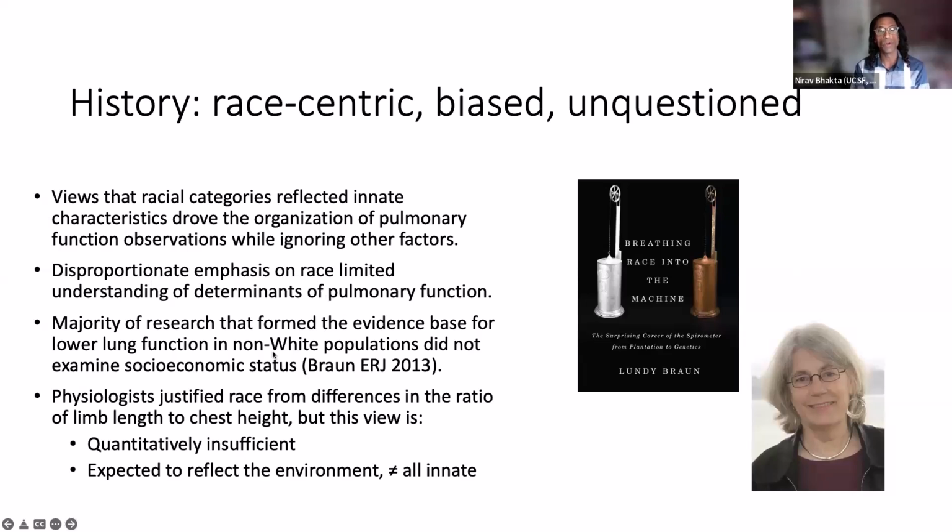We learned that the majority of research that formed the evidence base for lower lung function in non-white populations, like the GLI data that I showed you in an earlier slide, did not examine socioeconomic status. And that although physiologists justified race from differences in the ratio of limb length to chest height, we learned that this view is quantitatively insufficient and expected to reflect the environment. It's not all innate.